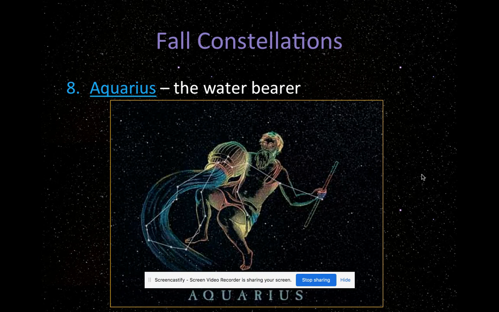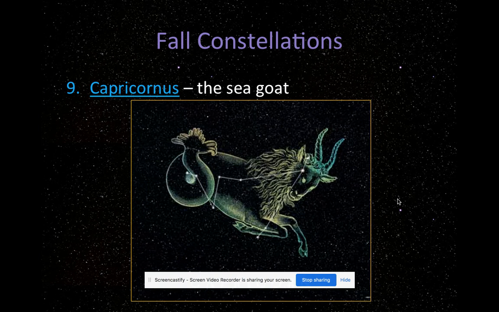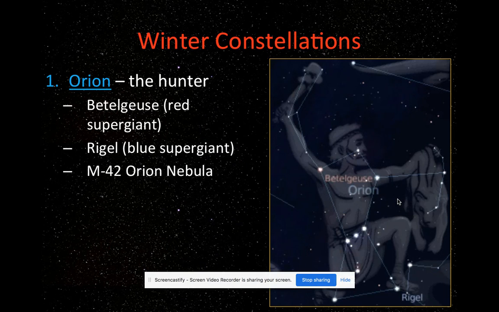Aquarius is our next fall constellation. Aquarius is the water bearer. Capricorn is going to be the sea goat, another zodiac constellation. And now we're going to get into our wintertime constellations.